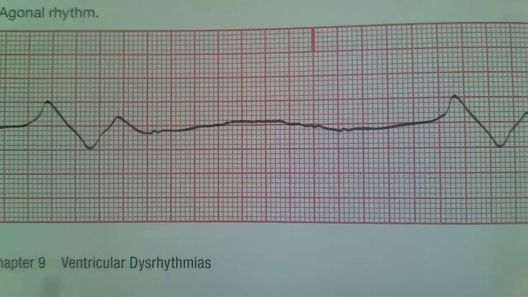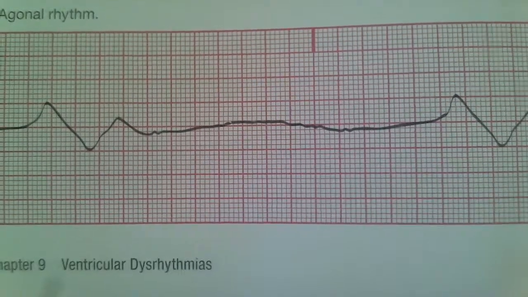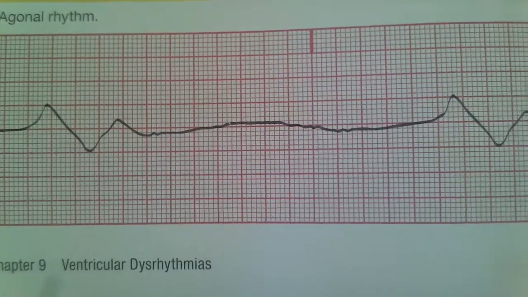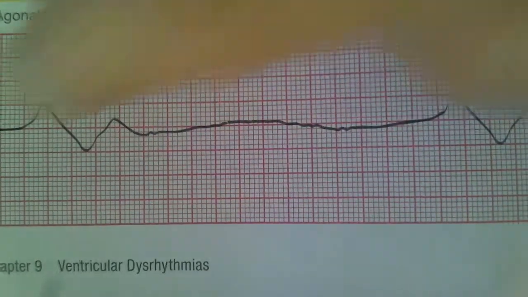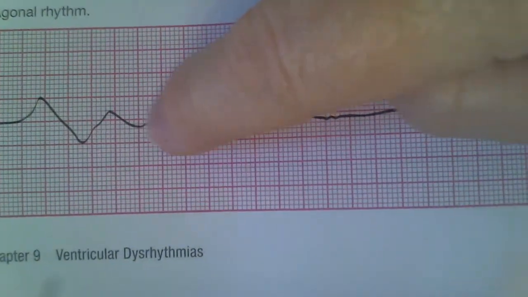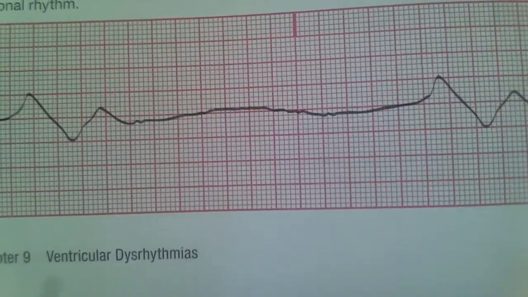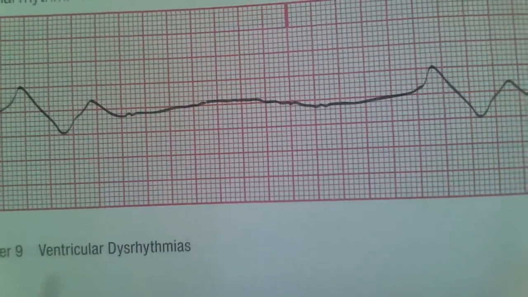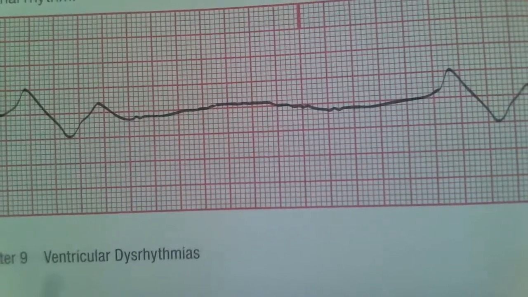So what is an agonal rhythm? An agonal rhythm just looks exactly like this. You will have a rate below 20. You will have QRS complexes that are very wide and bizarre with long pauses of electrical activity in between, followed by another wide, bizarre QRS.